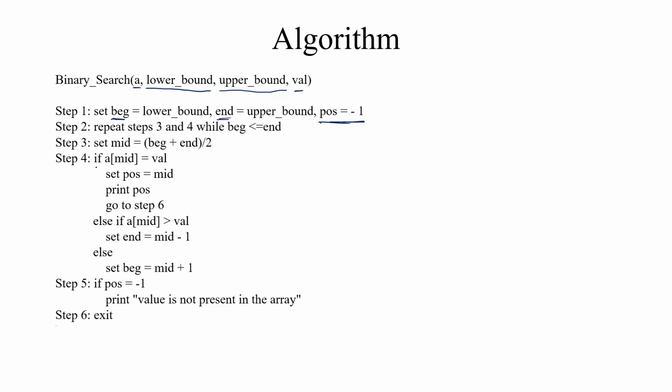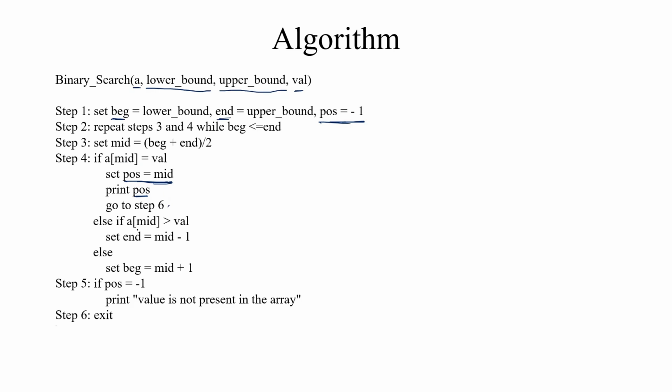In step 4, we are checking the middle element. How to check? If A of mid is equal to value, then our POS is equal to mid, meaning that index is the position. And that position I want to print, meaning the element is found at this particular index. After that, I can go to step 6, that is exit.